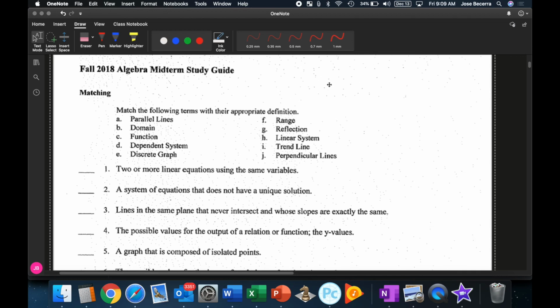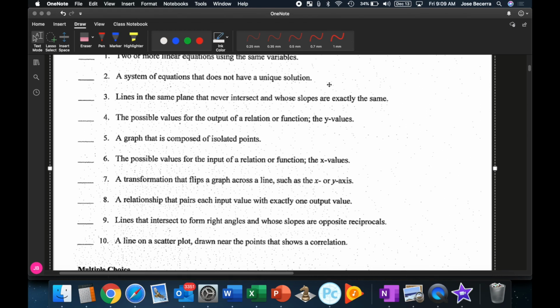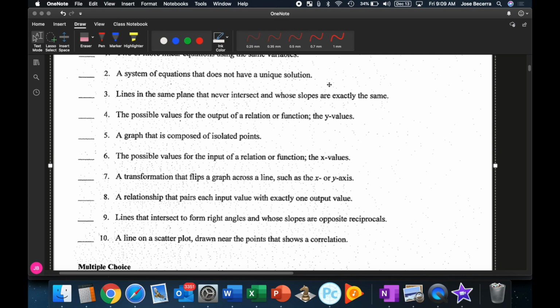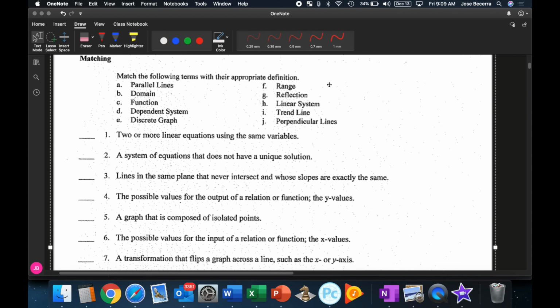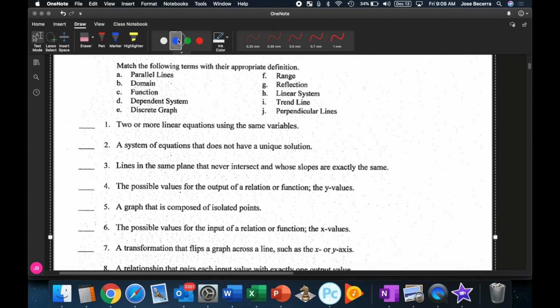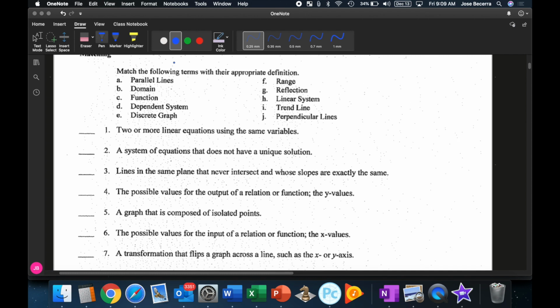So the first thing we're going to do is quickly go through these first 10 questions, okay? These first 10 questions are all just about vocabulary. Who knows the first one? Two or more linear equations using the same variables. What is this one? Yes, this is H, linear system.